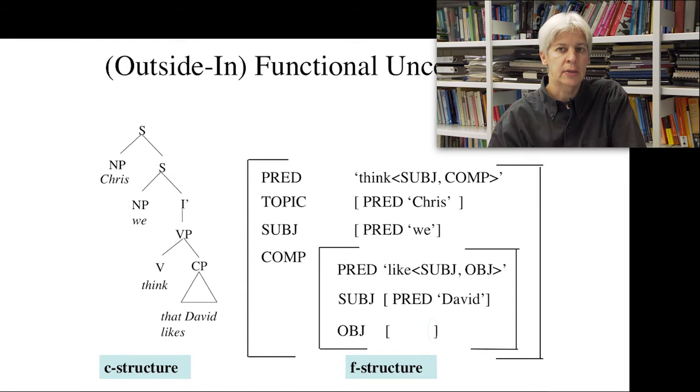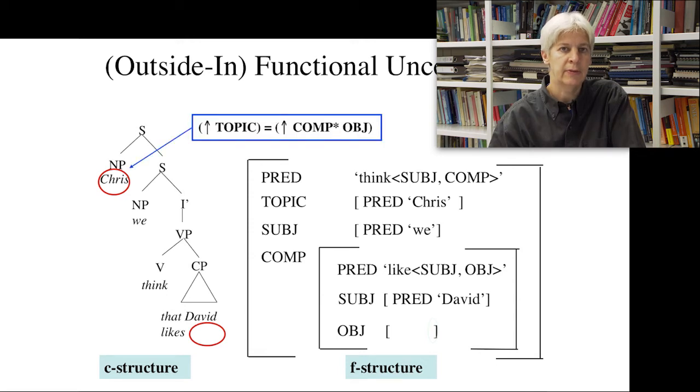Okay, now as an illustration, we have the sentence, Chris, we think that David likes, for example. This is exactly the kind of situation we had before. I've given you the C structure to the left and the F structure at the right. And what happens is that we say, okay, this likes is missing an object. Chris is up here. How do we figure out what the dependency is? In this case, I'll give you a simplified functional uncertainty path. I'll just say this is the topic, and the topic is equal to any number of comps and then the object. This is a subset of what we had before, just for illustrative purposes.